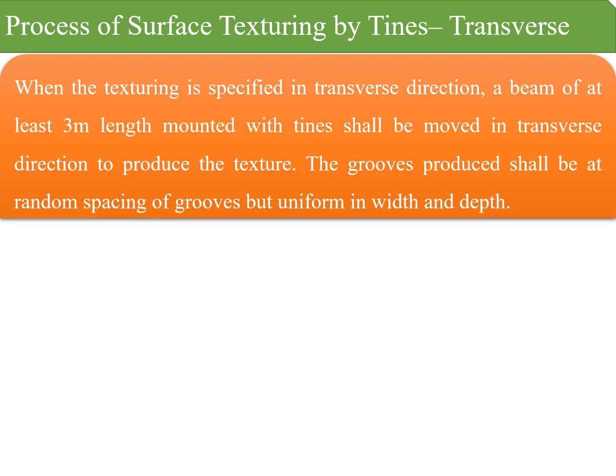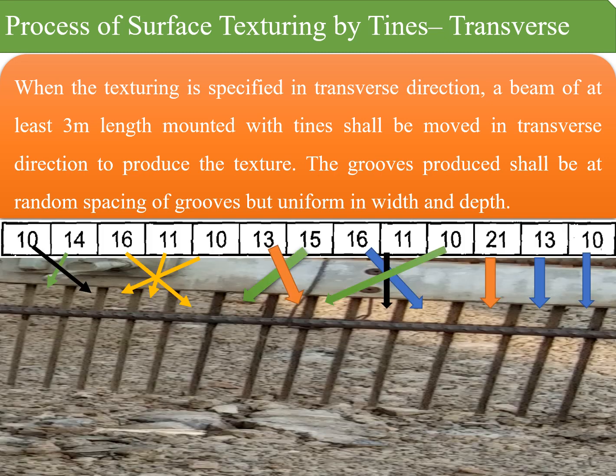When the texturing is specified in transverse direction, a beam of at least 3 meter length mounted with tines shall be moved in transverse direction to produce the texture. The grooves produced shall be at random spacing but uniform in width and depth. This should be the spacing between the tines, starting from 10, 14, 16 from one end to the other end in sequence. If the width of the texturing is more, then the same sequence can be repeated again and again.